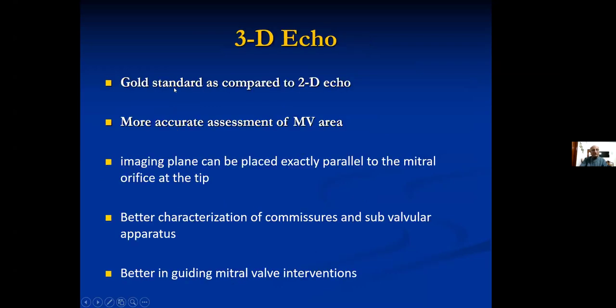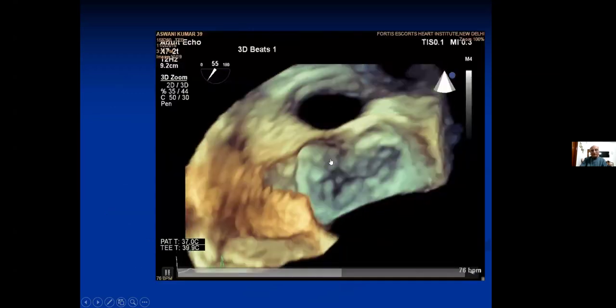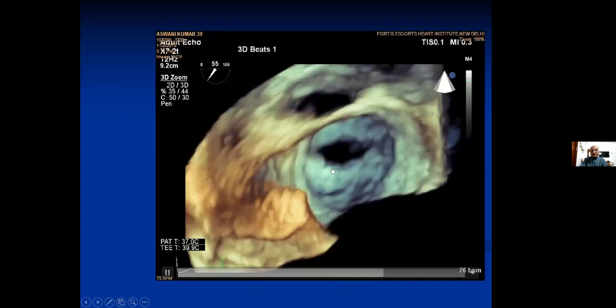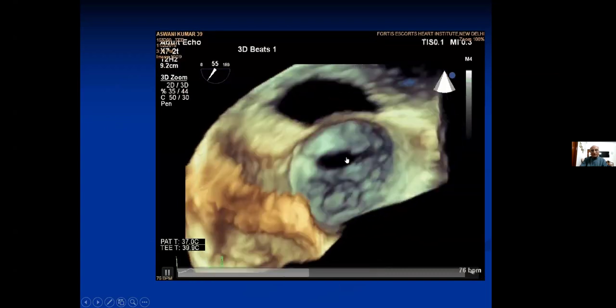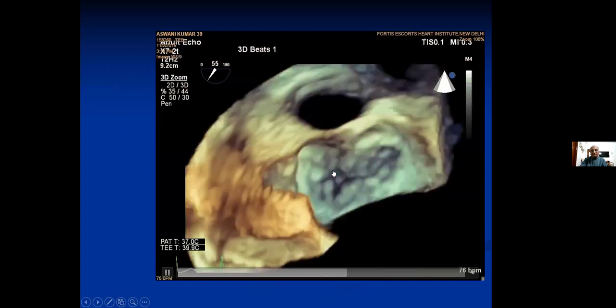And 3D echo is the gold standard as compared to 2D echo. It is the more accurate assessment of the mitral valve area. The imaging plane can be placed exactly parallel to the mitral orifice at the tips. There is better characterization of commissures and subvalvular apparatus, and it is better in guiding various interventions. And you can see the whole of this mitral orifice, including the commissures also. So if you have got it, this is the best method as compared to the 2D area.